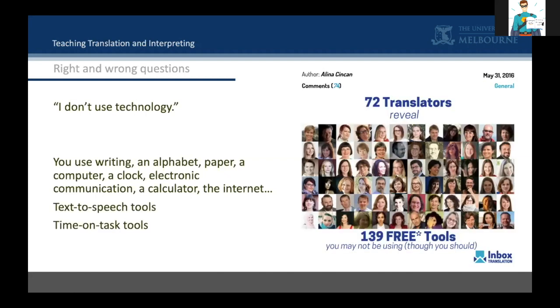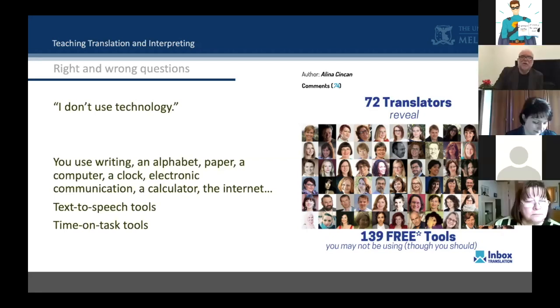In one of the first classes, probably even before I did that experiment, I get them to go into this website. It's a bit old, 2016. And these are translators who just talk about tools that they use in their profession. And the tools are a vast range of things that you probably didn't think about. Many of them concern keeping track of how much time you spend on a particular job or for a particular client. Some of them are text-to-speech tools.